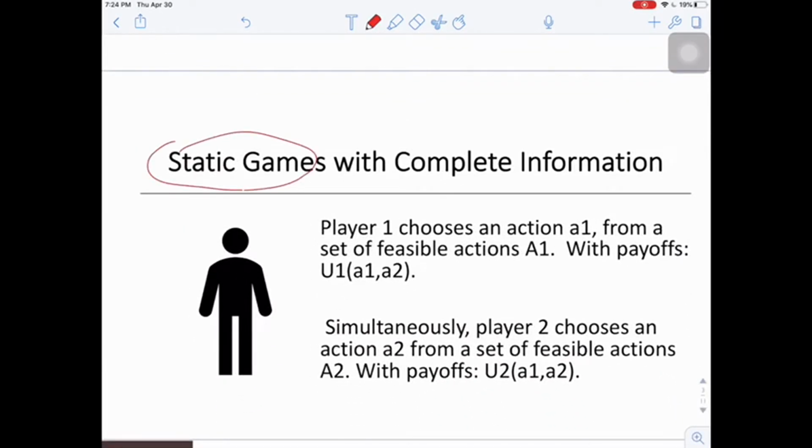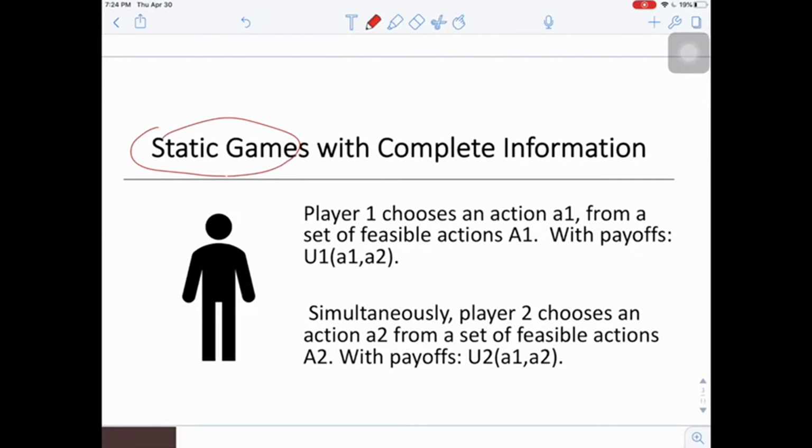After knowing the components of a game, we can move on to a simple game setting, which is the static game with complete information. In this simple game setting, we have two players, player 1 and player 2. Player 1 chooses an action, lowercase a1, from a set of feasible actions, uppercase A1, with payoff u1, which consists of the action of player 1 and player 2. Simultaneously, player 2 also does the same thing. Player 2 chooses an action from a set of feasible actions, and he has his own payoff function as well.